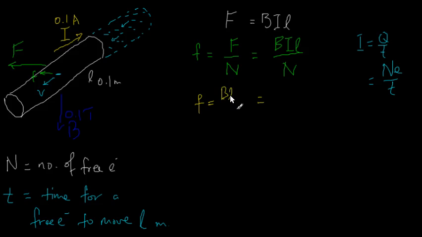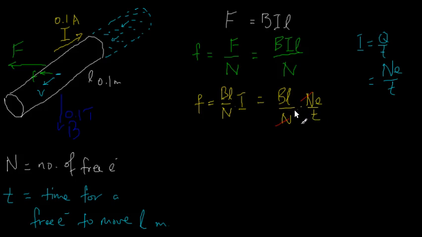So let me rearrange this a little bit. I'm going to move the I to one side here. And then I'm going to substitute this into the I here. B L over N times N e over t. That's what I get. Notice that there is an N here and an N here, so the N cancel. So we don't actually need to know the value of N for this step.